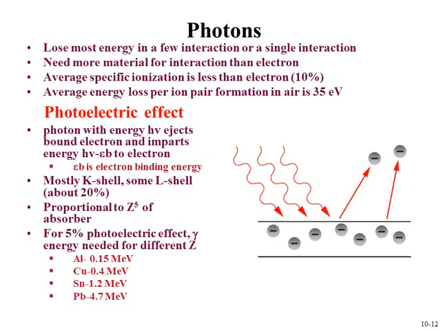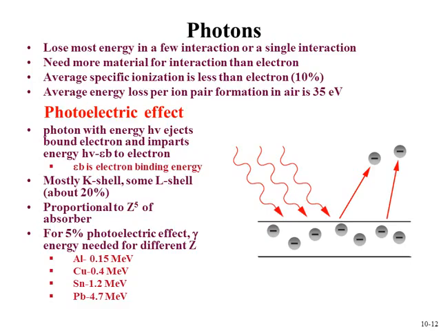Unlike the previously described charged particle interactions, photon interactions with matter vary. They have some different properties. One of these being that photons can lose most of their energy in a few interactions or a single interaction. You also need more material for interactions than for an electron, or for a charged particle for that matter. Similar to the other reactions, the average energy loss per ion pair formation is about 35 electron volts in air. Photon interactions with matter can be divided into 3 areas.